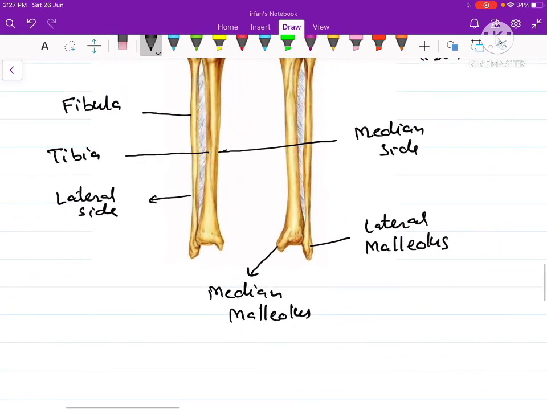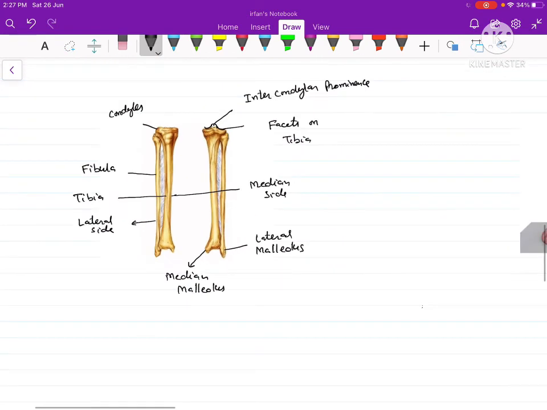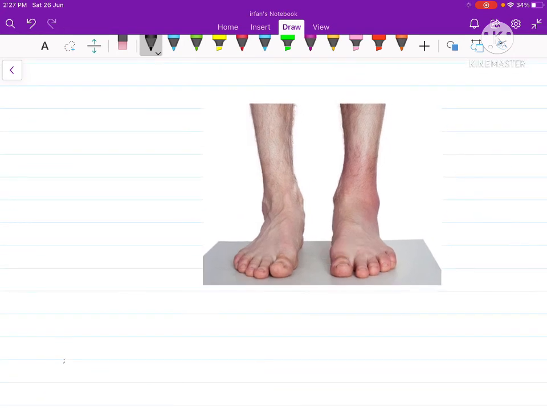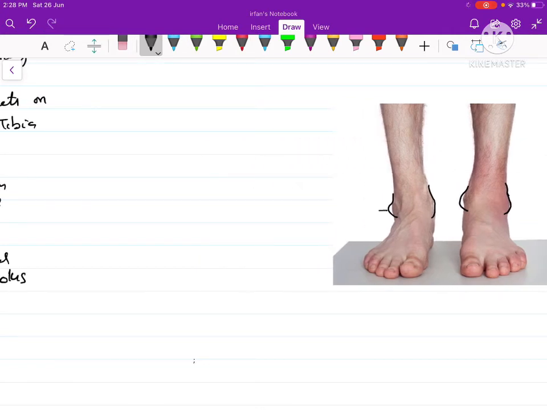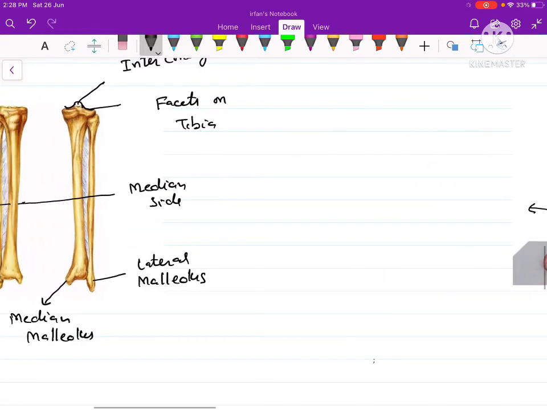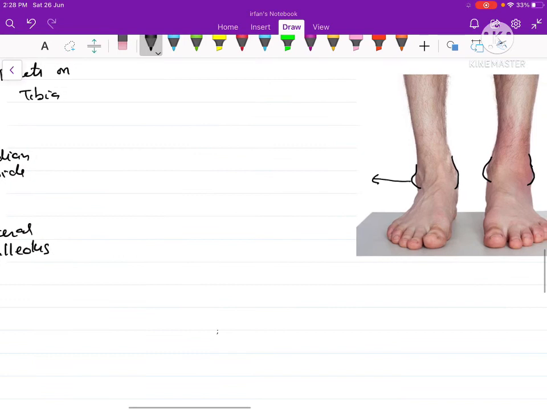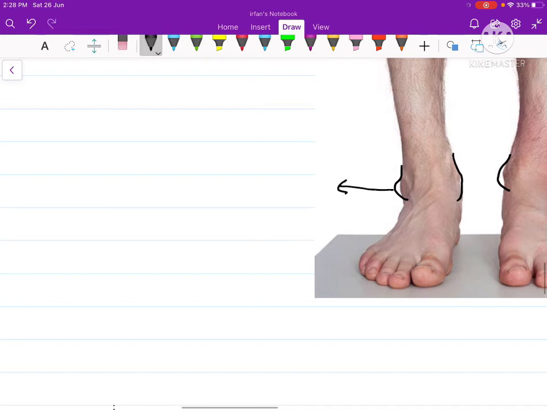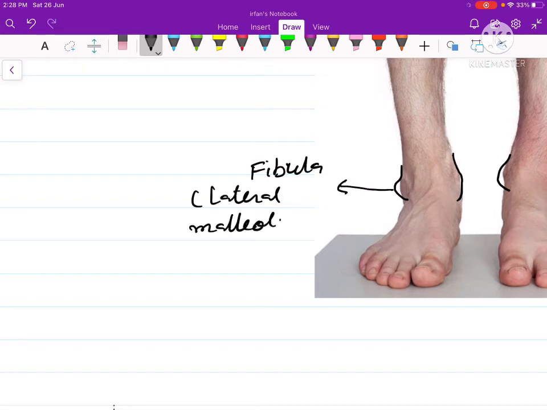These malleoli make the prominences of our ankle. You can see here the ankle. Our ankle has a prominence towards the median side, and a prominence towards the lateral side. These prominences are formed by two different bones. For example, the lateral prominence of our ankle is formed by the lateral malleolus of which bone? Of the thinner bone, that is the fibula. It is the prominence of the fibula which is called the lateral malleolus.